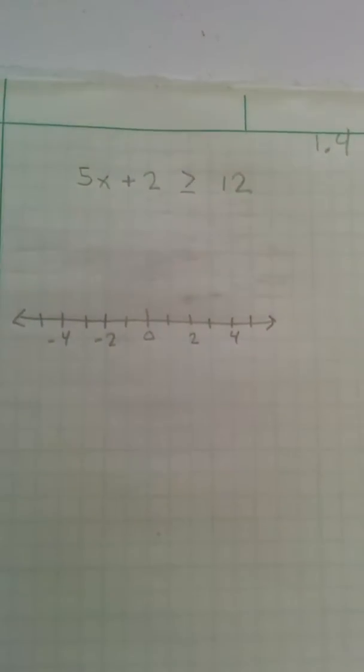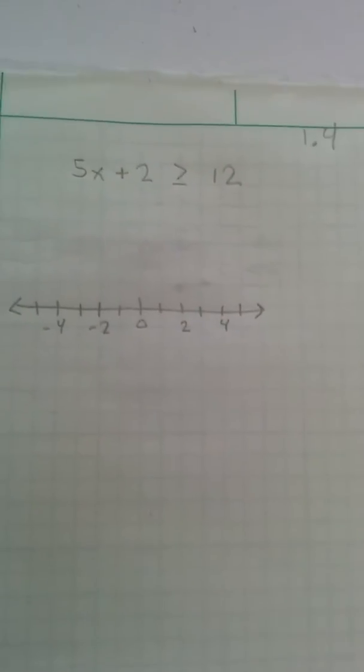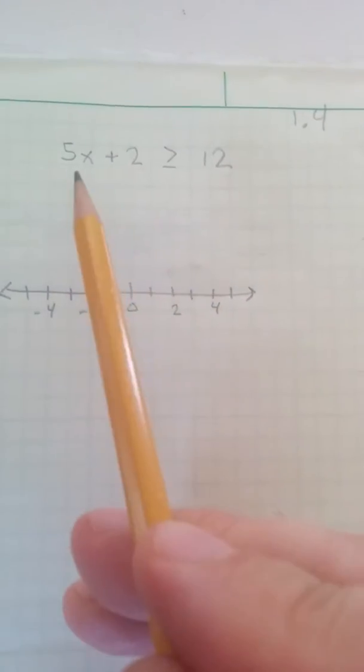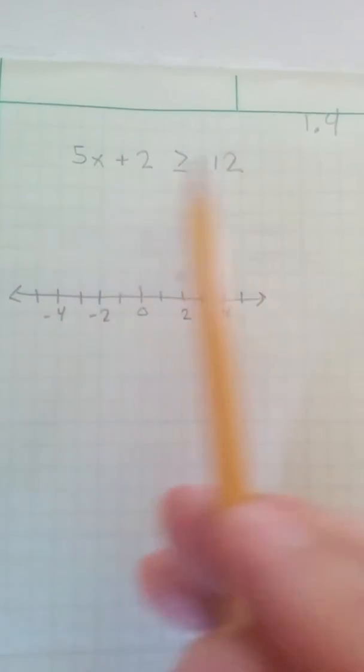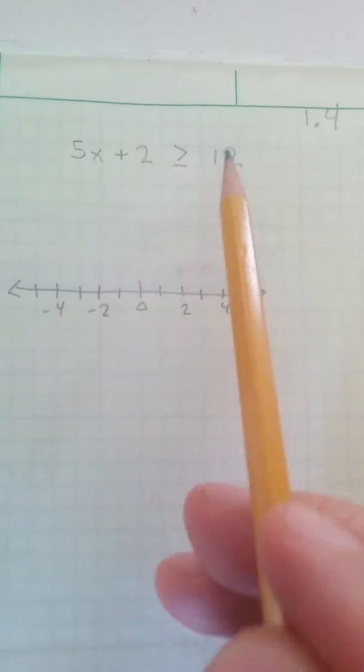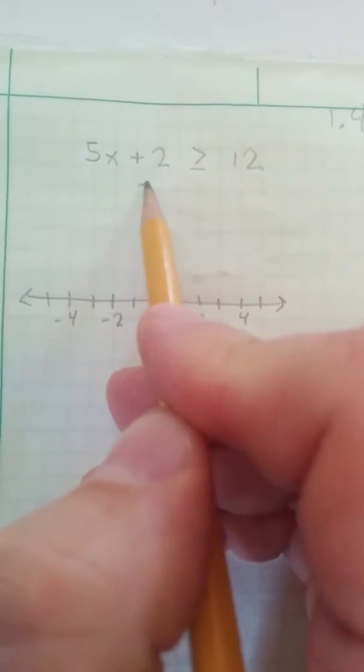All right, so what we have here is an inequality that we're trying to solve. To solve this inequality, we need to isolate the variable. So we want to know what value of x is going to make this whole thing a true statement. So whatever I plug in for x, it's going to be true or not. Okay, so we solve it just like we would an equation.